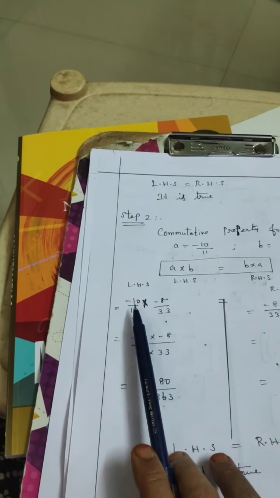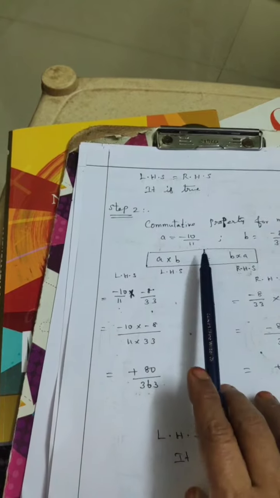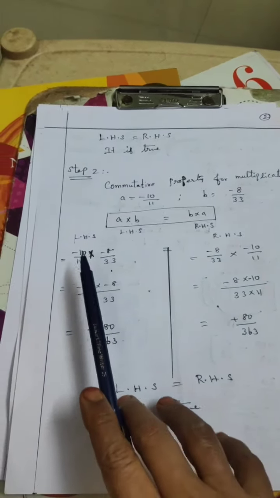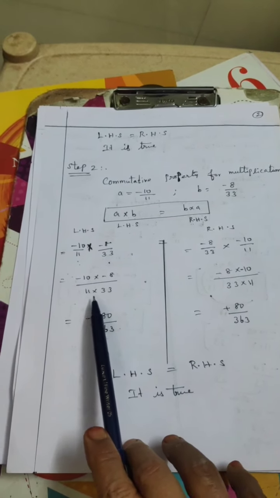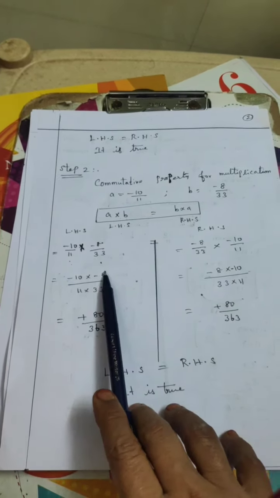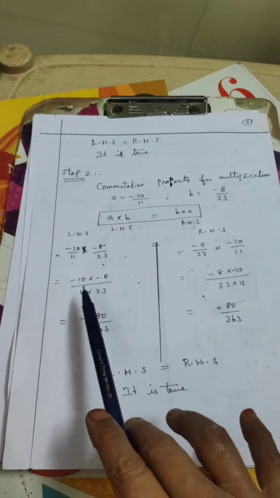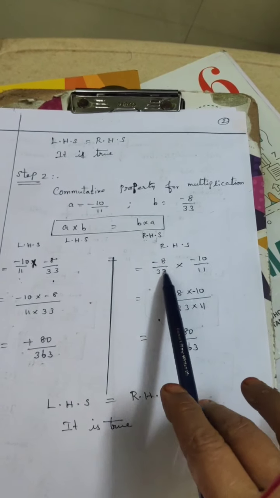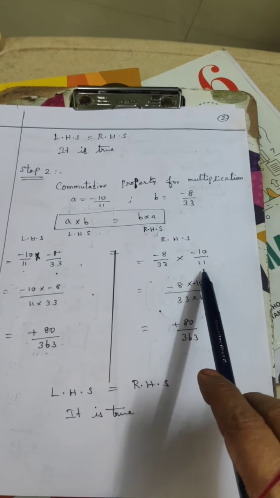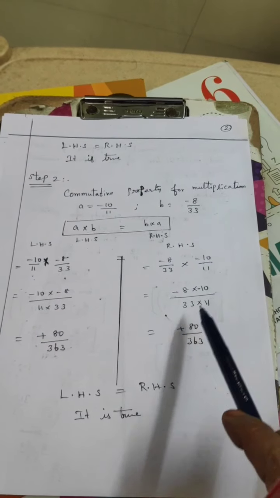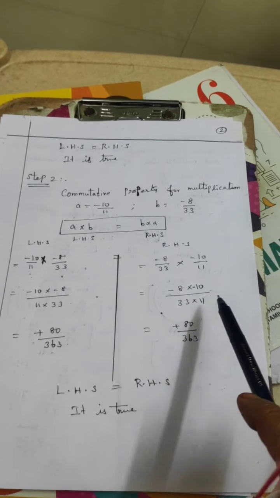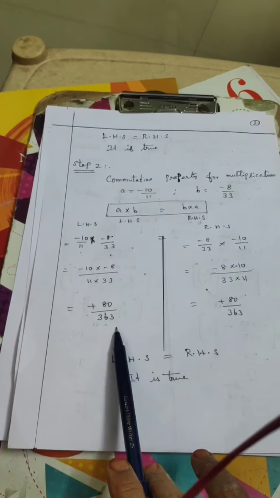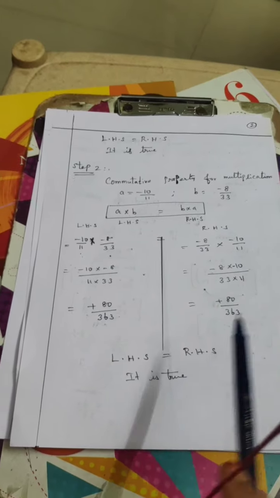What is the value of A? Minus 10 by 11 into minus 8 by 33. So minus 10 into minus 8, directly multiply. 11 into 33. 10 8s are 80. Minus into minus is plus. 11 into 33 equal to 363. RHS: minus 8 by 33 into minus 10 by 11. Directly multiply. 10 8s are 80. 33 into 11 equal to 363. Both numbers give the same answer. LHS is equal to RHS. It is true.